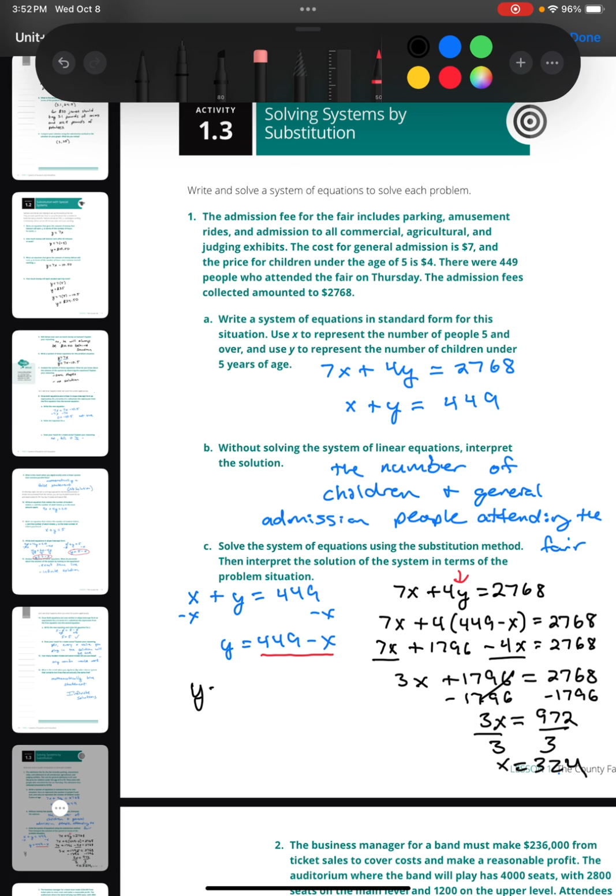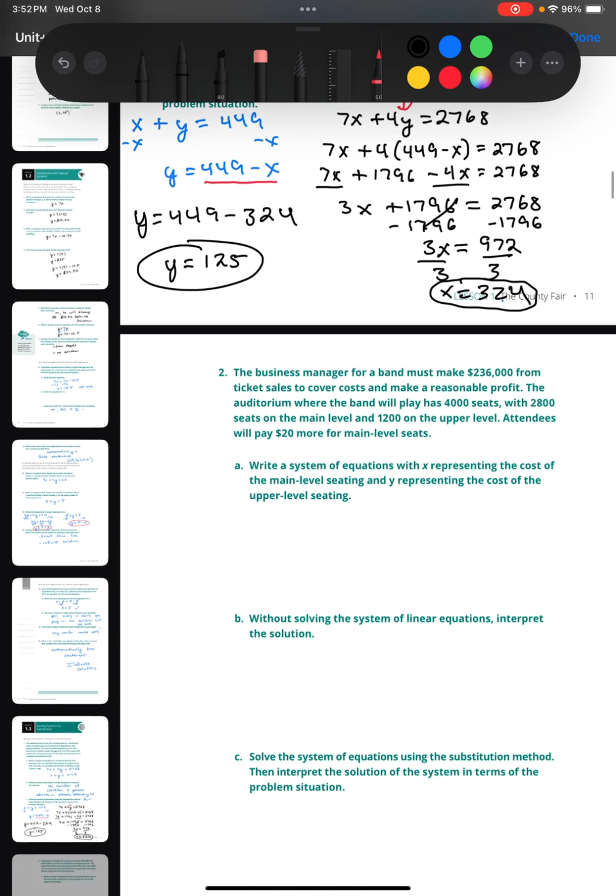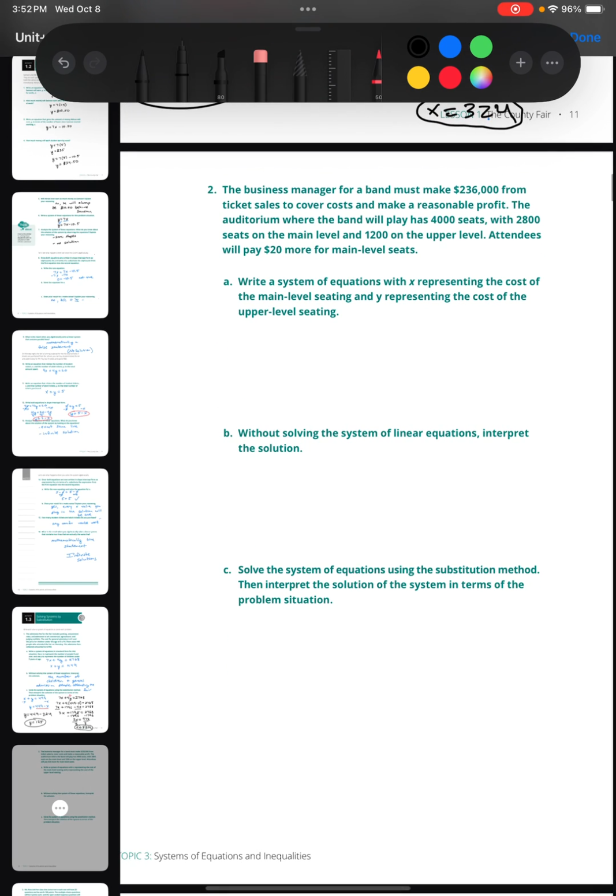So if we plug that in, y equals 449 minus x, which we now know is 324, we can subtract there, and we'll find that y, the number of children 5 and under, is 125. So there's the solution to our system. X is 324 for our general admission, and y is 125. All right, next page, we're going to look at another example. Same idea, just different problem.